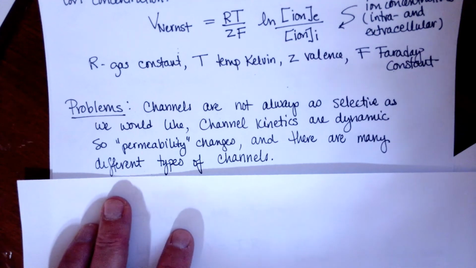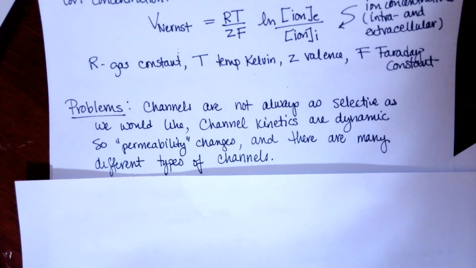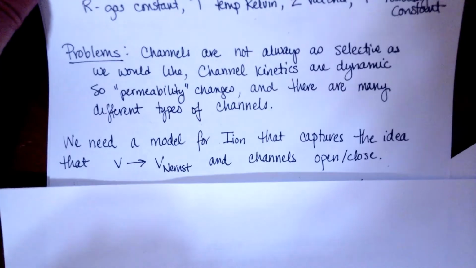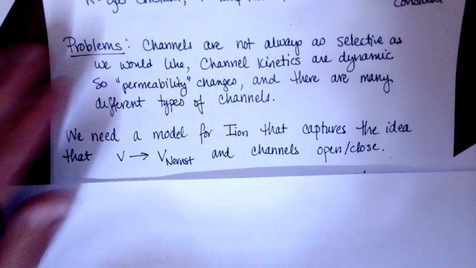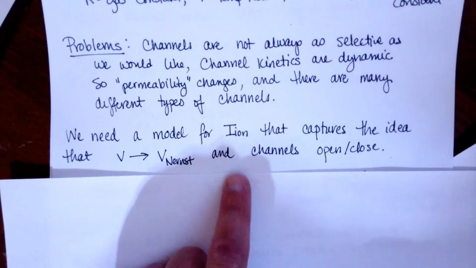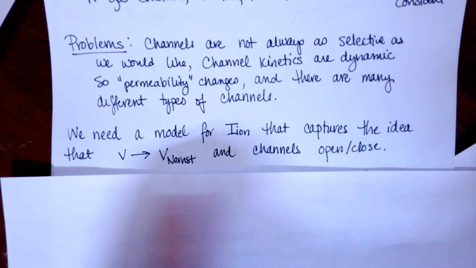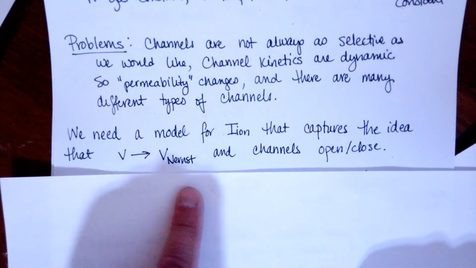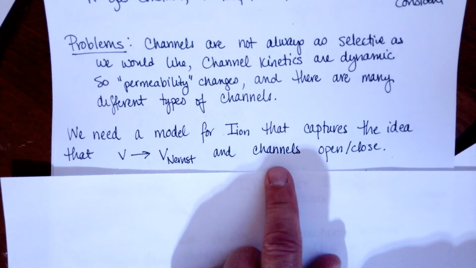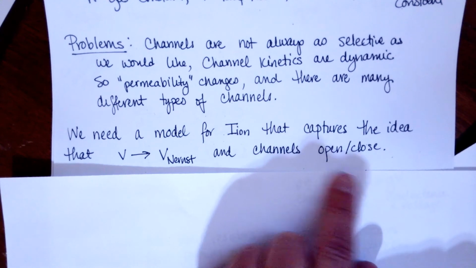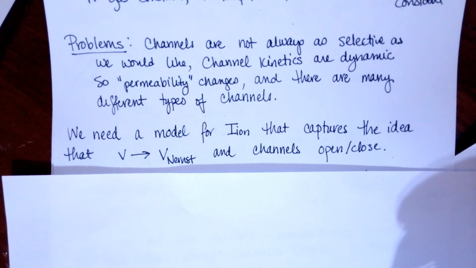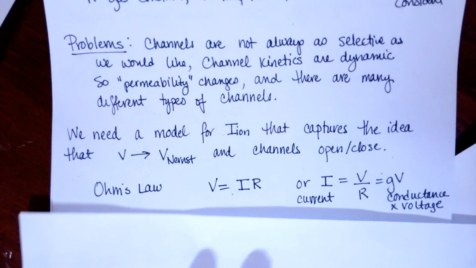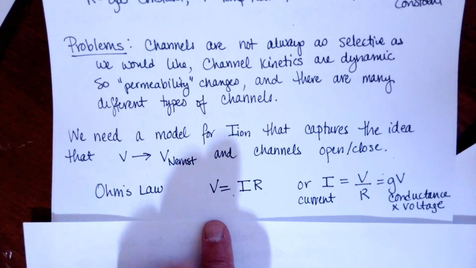And then another issue in modeling is that there are many different kinds of channels, and so we might have to model a lot of them depending on what our questions are. All right, but what we need for a simple model is some term, I-ion, that captures the idea that our transmembrane potential is going to approach this Nernst potential, and these channels are going to open and close, which will control how fast that happens, whether it happens and how fast it happens.